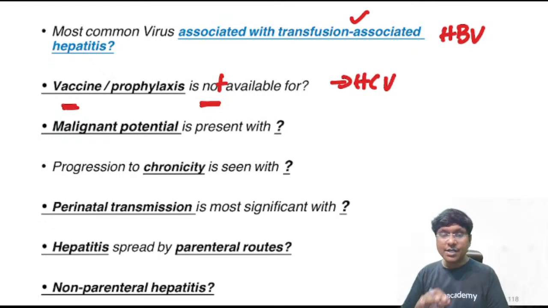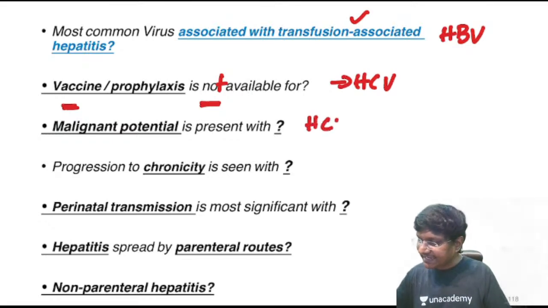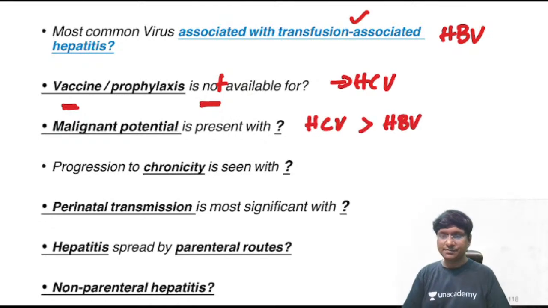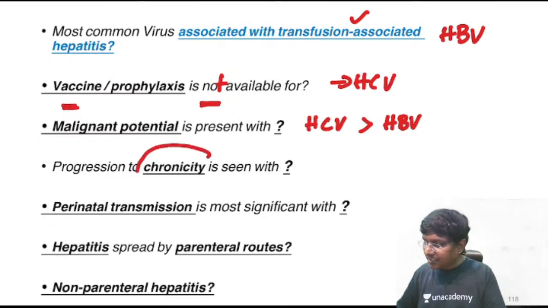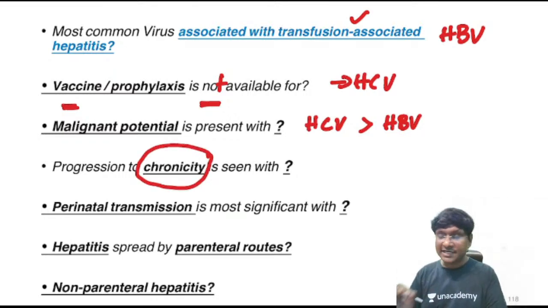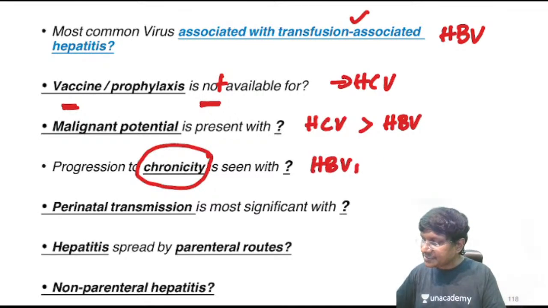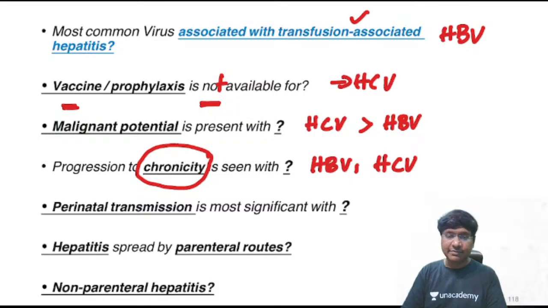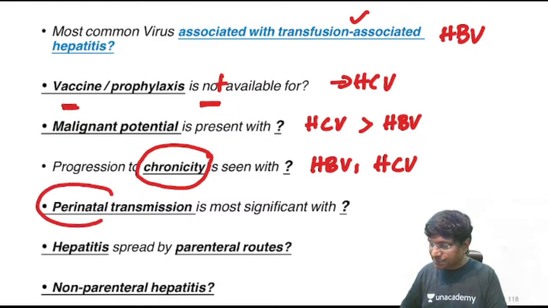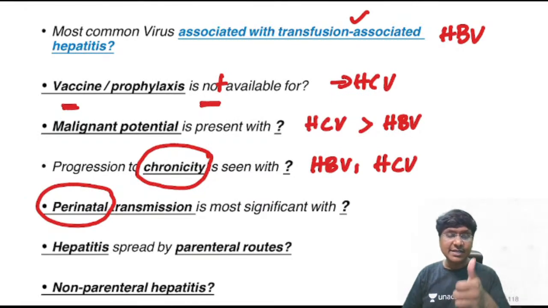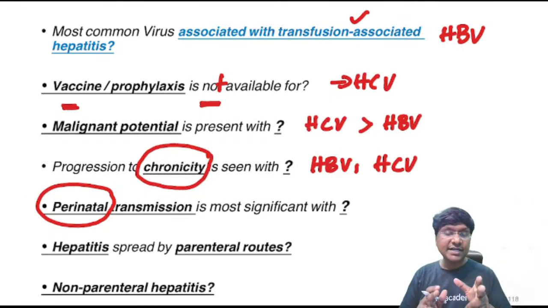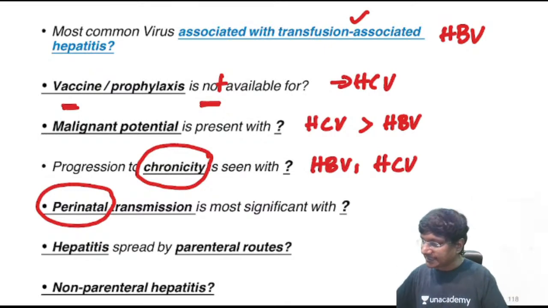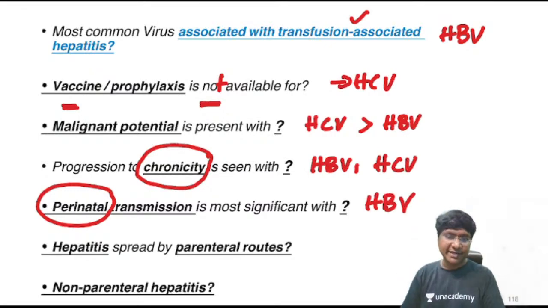Okay, right. Then you take the malignant potential. Malignant potential is highest with hepatitis C virus, followed by hepatitis B virus. Then progression to chronicity: it is seen with which viral hepatitis? That is hepatitis B as well as hepatitis C virus. And you take perinatal transmission, that is from mother to fetus. It is seen with B, C and D, but perinatal transmission is most significant with hepatitis B virus, right?